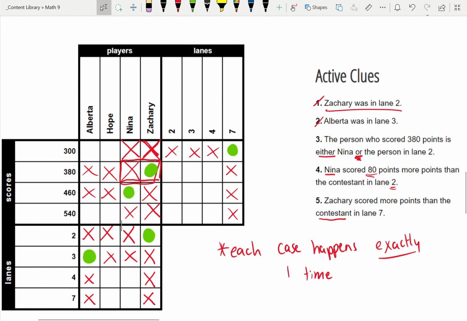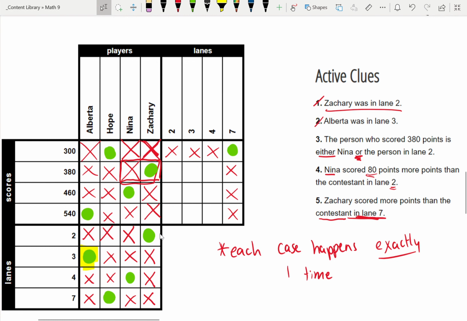So I have Alberta, I have Hope. Oh, okay. So Zachary scored more points than the contestant on lane 7, but Alberta's in lane 3, so she can't score this amount. So that means Hope has to be the one here, and Alberta has to be the one here. So I can cross this out. Hope is in lane 7, or the person who scores 300 points is in lane 7, so that means Hope is here. I can cross this out and this one out, which means that Nina must be in lane 4. And once I get here, I actually have enough to finish the whole thing.